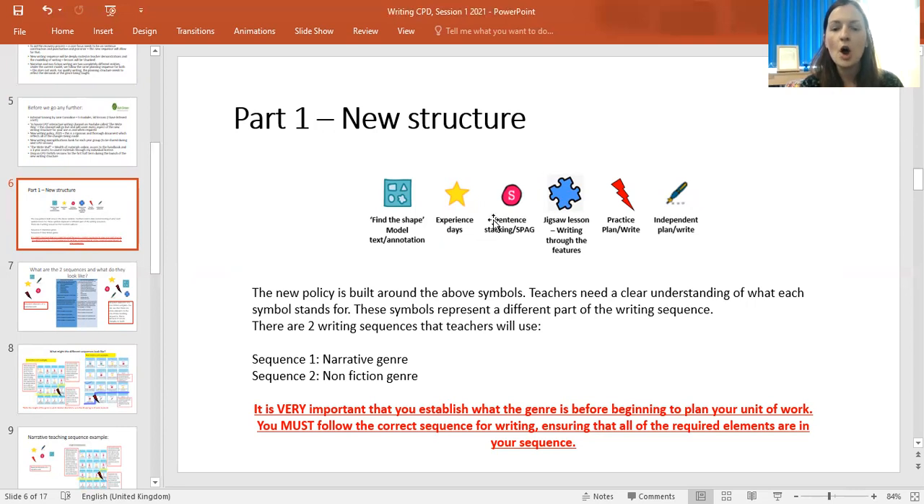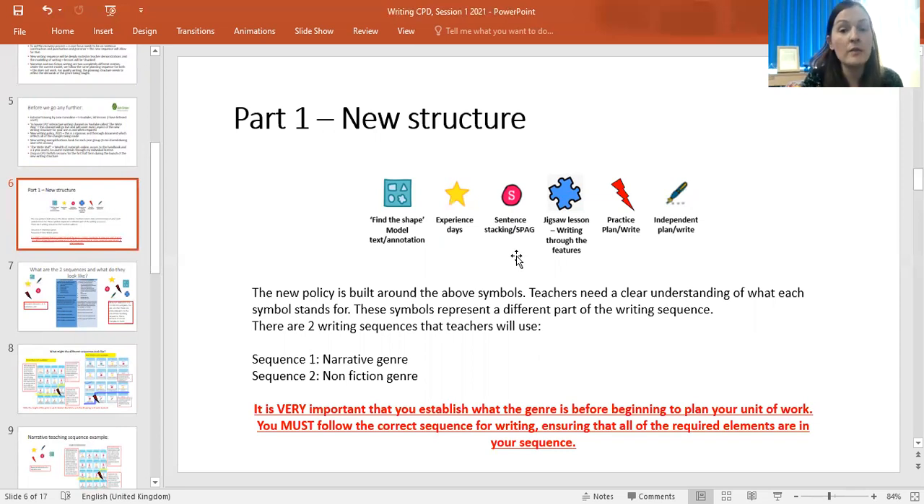These lessons are your SPAG lessons, basically, but the difference this time is that these lessons must provide a pathway to the final writing outcome. So they must be cohesive, and they must provide children with the opportunity to practice the SPAG element that you want them to, but in a context. So it's not a case of, right, today we are practicing 2-pair sentences, 2A sentences, and you're all going to write 5 2A sentences.